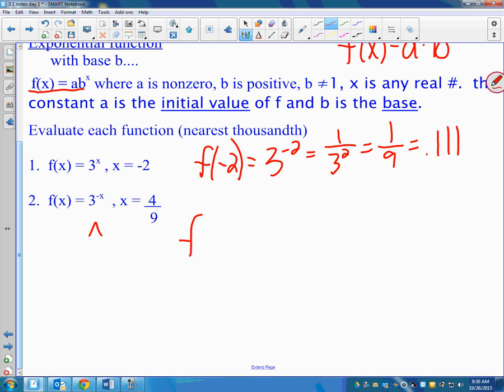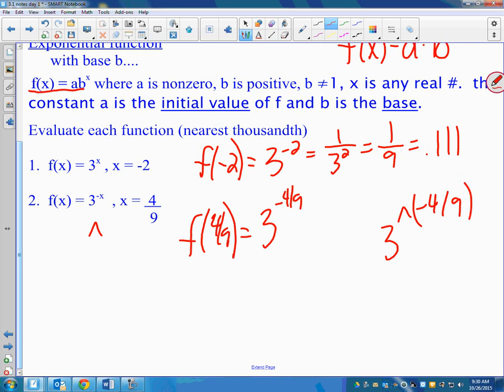This one isn't so nice to work out without a calculator. You get 3 to the negative 4/9. I think if you use the fraction button on this, you don't have to put parentheses around it. But if you use the division bar, on my calculators at least, if you do 3 caret negative 4 divided by 9, if you don't put parentheses around that, it'll take it to the negative 4 power and then divide everything by 9. So either use the fraction button or get in the habit of putting parentheses around that. I got 0.614. Did you get that?